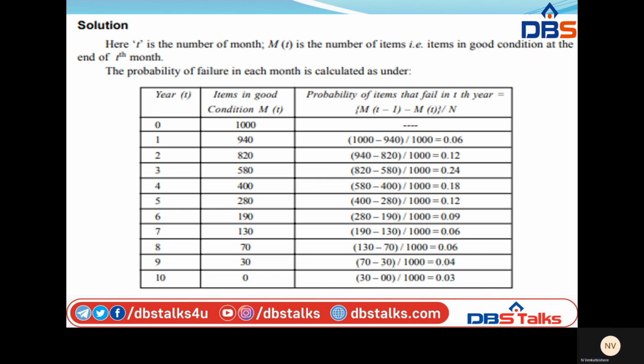So what is the percentage of failure? 1000 minus 940, that is 60 items failed. With respect to percentage, that is 60 by 1000, so 0.06. So 6% of the original items, and we have to remember that. The original items is 1000, and in that, 6% failed. So 60 by 1000 is 0.06.